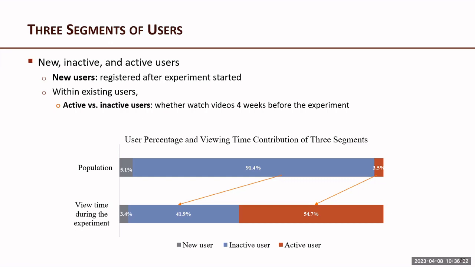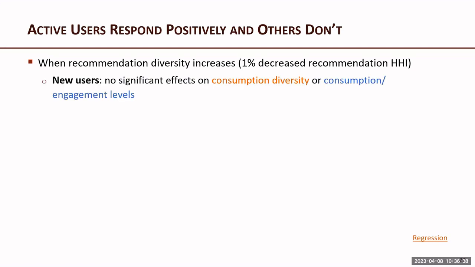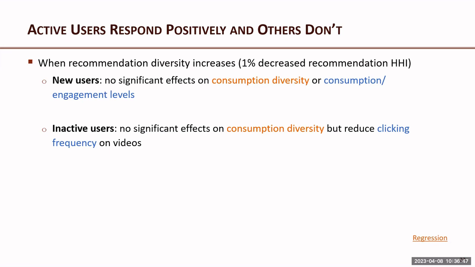Let me explain how this effect works on every user group and elaborate more clearly. We find that when recommendation diversity increases, new users do not respond, either in their consumption diversity or consumption and engagement levels. For the inactive users, as I said before, they respond negatively by reducing the clicking frequency without changing the consumption diversity level. So to respond to that question, for an even larger recommendation increase, this effect will be even more negative.